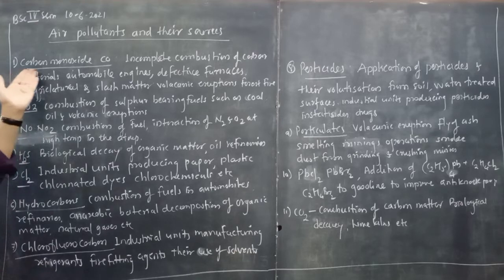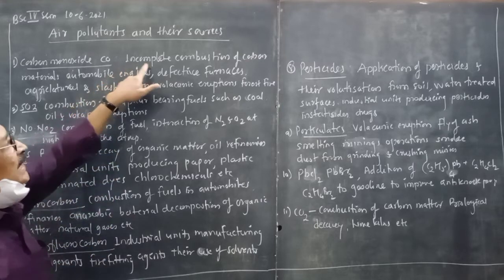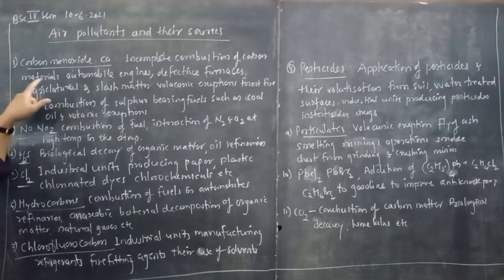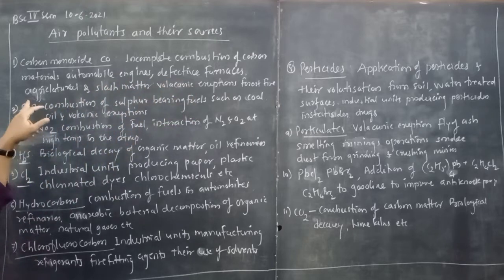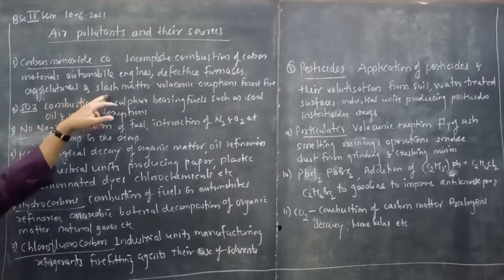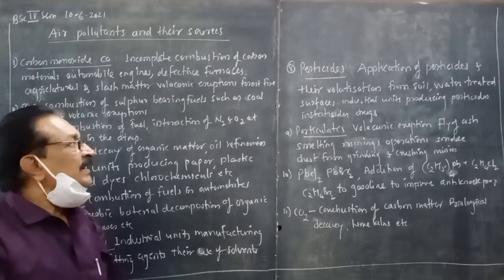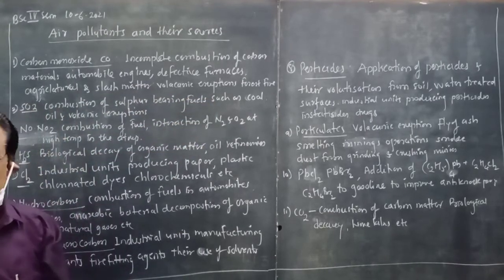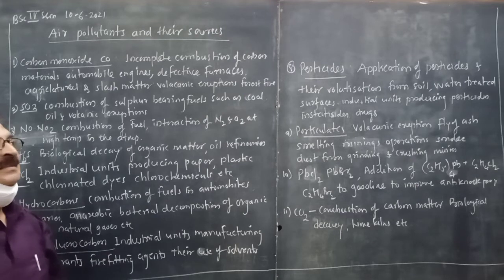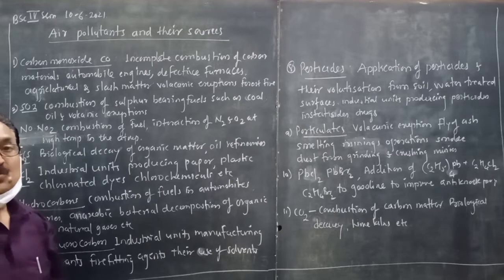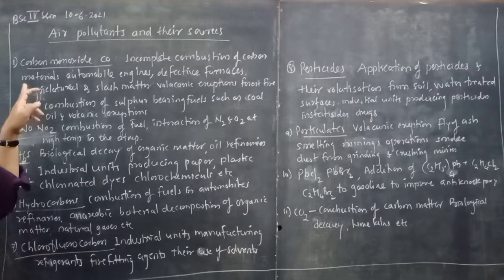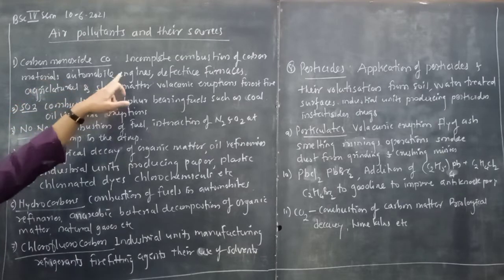See here, the first one is carbon monoxide, which is a dangerous gas, and it comes out due to incomplete combustion of carbon materials in automobile engines, defective furnaces, agriculture and ash matter, volcanic eruptions, and forest fires. These are the main sources where carbon monoxide enters the atmosphere. Clear? These are the sources: incomplete combustion of carbon.